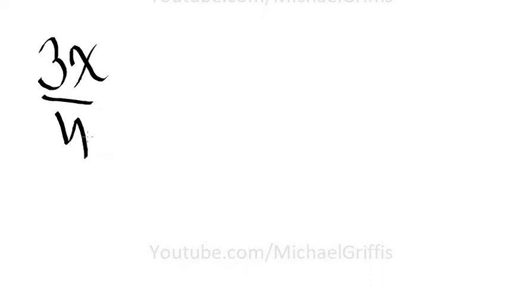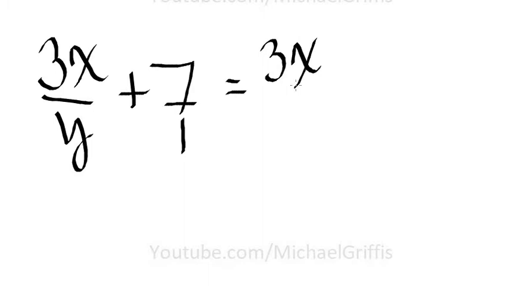Moving right along. Let's look at 3x over y plus 7. What are we going to need to do? Well, in this particular one, we got to get a common denominator because technically there's just a 1 written below the 7 there. Okay? So we got to get a common denominator. Well, that's easy to do.